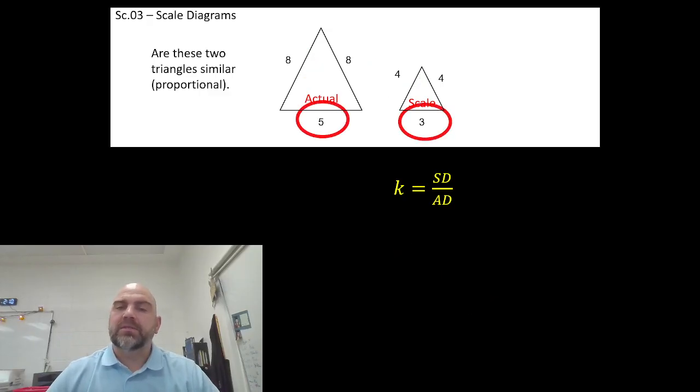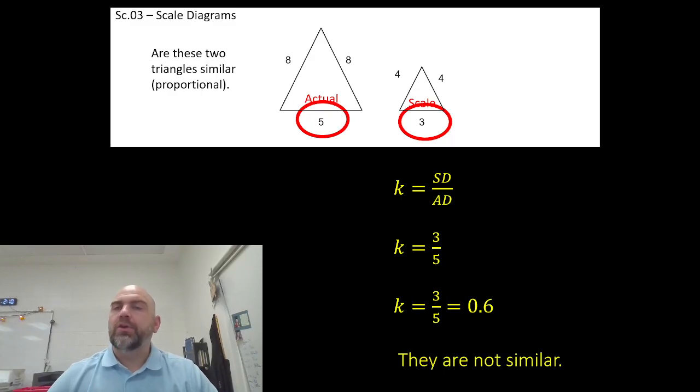Well, let's see. So let's go with the bottoms now. Same thing, 3 divided by 5, scale factor of 0.6. Is it the same as the 0.5 we saw earlier? No, they are not similar triangles because their k-value is not the same for every single piece. So it's important that we see that, important that we can recognize how we solve for that.